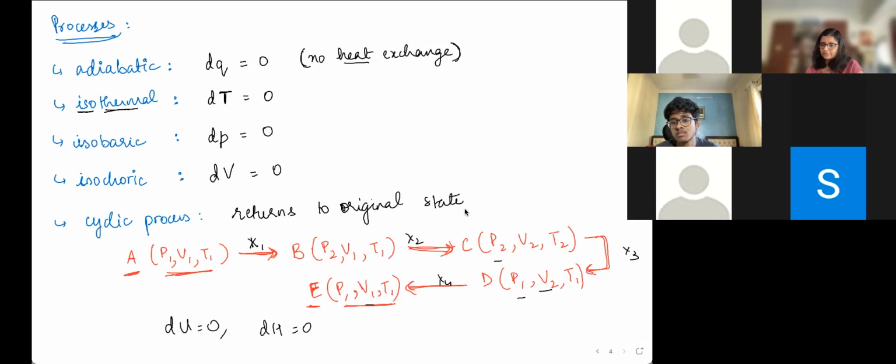When do we get internal energy? Heat. Expansion. Heat capacity and all are not there, no? That's why we talk about internal energy, then first law. Okay.